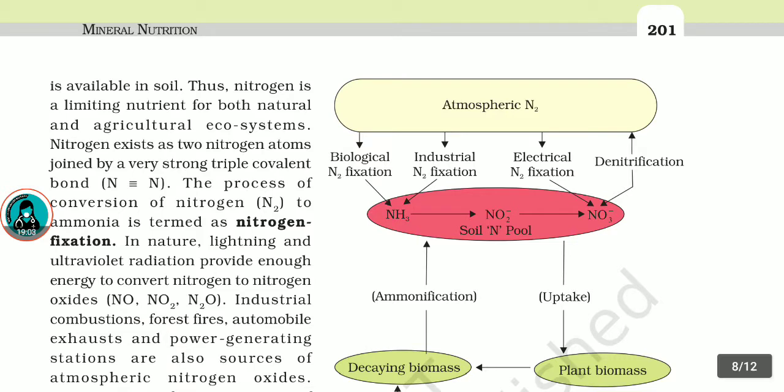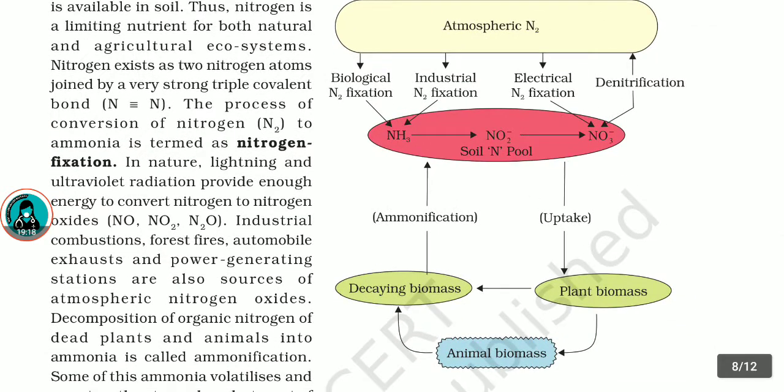Nitrogen exists as two nitrogen atoms joined by a very strong triple covalent bond, N≡N. The process of conversion of nitrogen into ammonia is termed nitrogen fixation. In nature, lightning and ultraviolet radiation provide enough energy to convert nitrogen to nitrogen oxides, NO, NO2 or N2O. Industrial combustion, forest fires, automobile exhaust, and power generating stations are also sources of atmospheric nitrogen oxides.